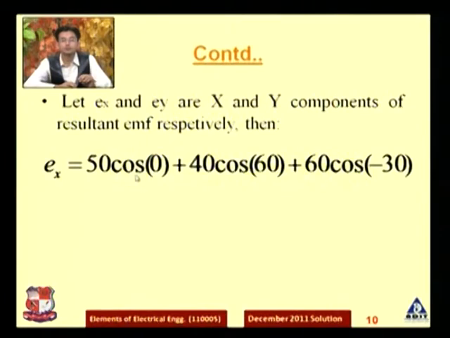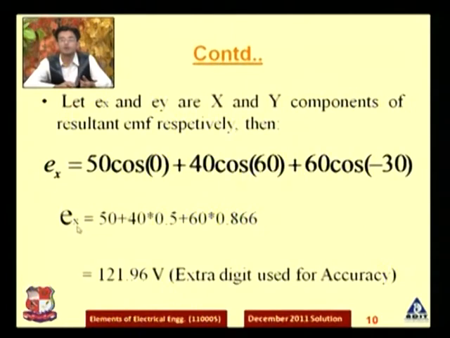So here it is 50 cos 0. What is the value of cos 0? It is 1. So here you will get Ex equal to 50 into 1, that is 50. What is the cos 60 value? It is 1/2, or you can say 0.5. What is cos(−30)? It is 0.866, right? So your x component is 121.96 volt. See, these extra two digits are used for accuracy only. If you consider 121 or 122, then also your answer will be correct, or more or less the same. Now let us find the y component.